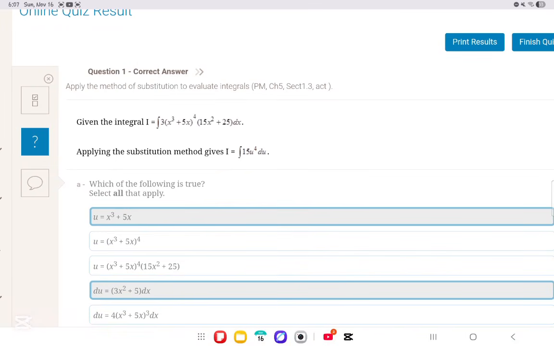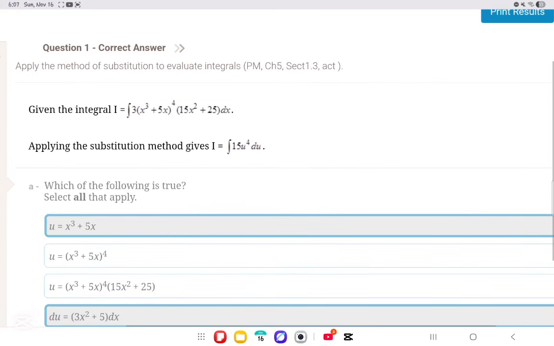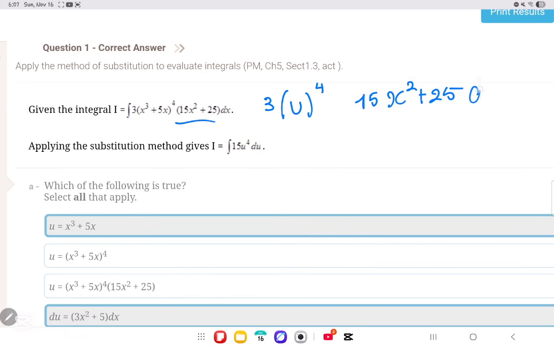So today I'm going to be explaining the pure math, chapter 5.1. Okay, I'm going to start with question 1. Given this integral, applying the substitution method, they want us to integrate it. It's going to be 3 times u to the power of 4, right? And then 15x squared plus 25 dx.